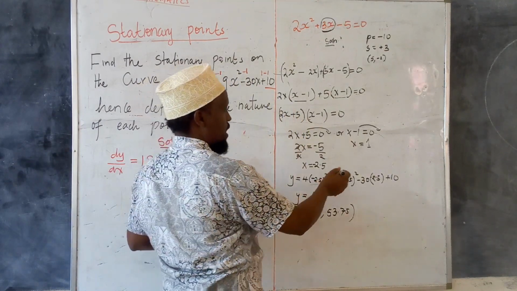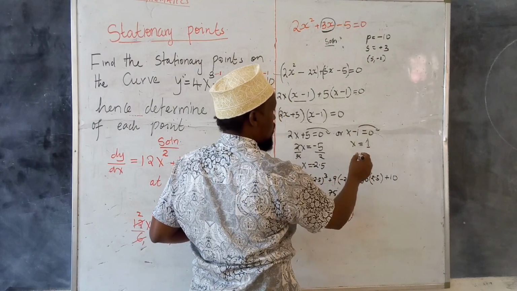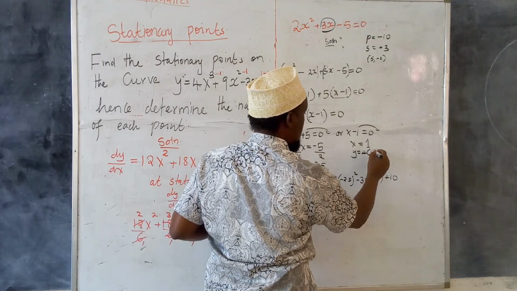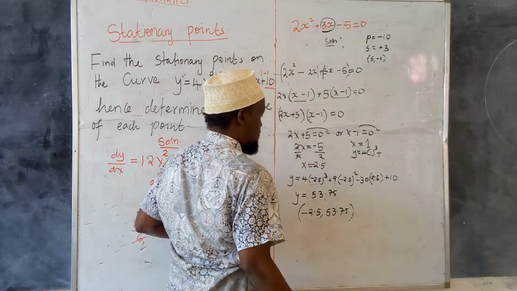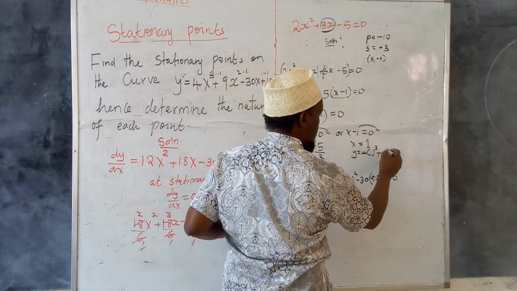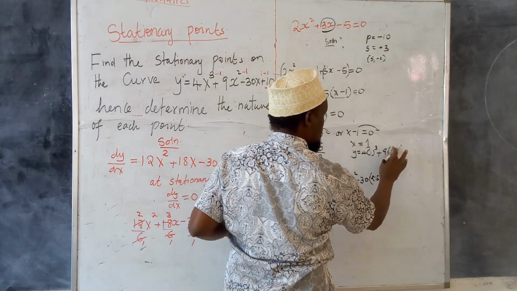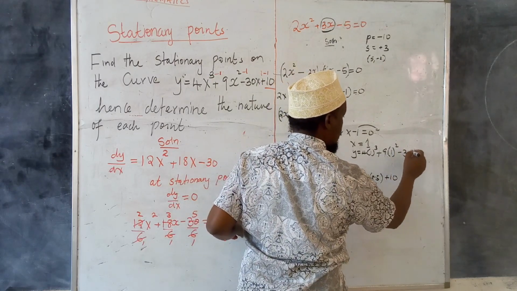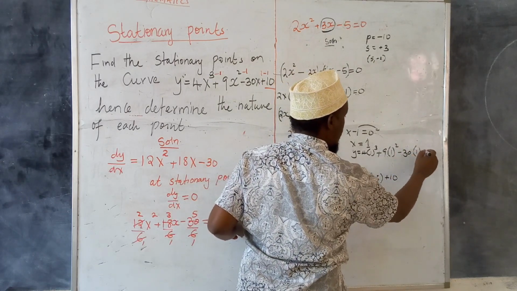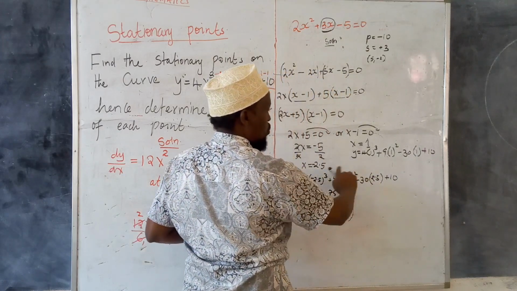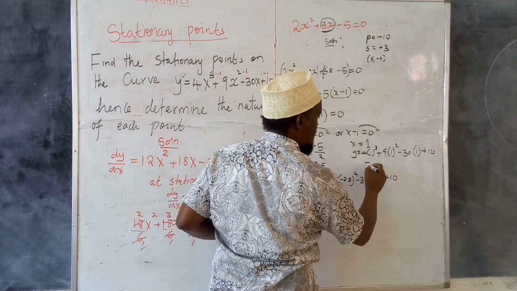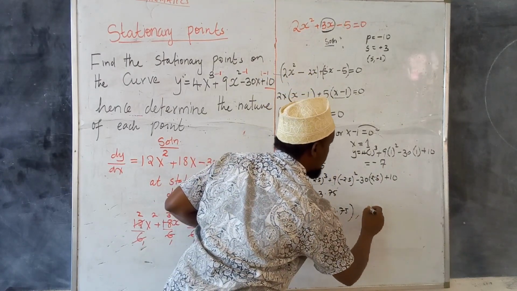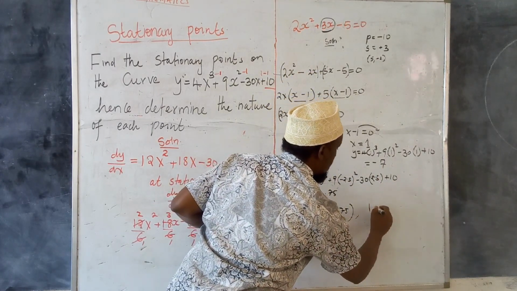Okay, we can also find the value of y when x is 1. So here we have 4 times 1 cubed plus 9 times 1 squared minus 30 times 1 plus 10. Again, when you use a calculator, the value of y here becomes -7. So the other stationary point becomes (1, -7).